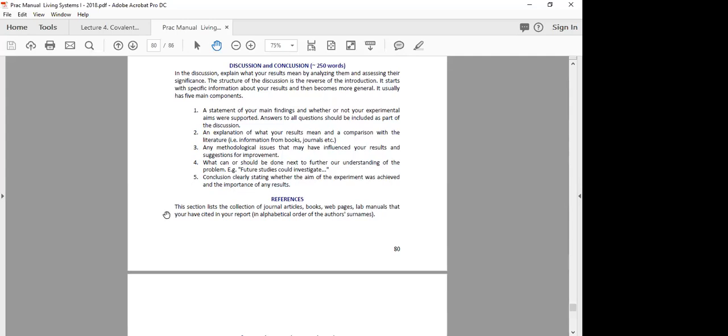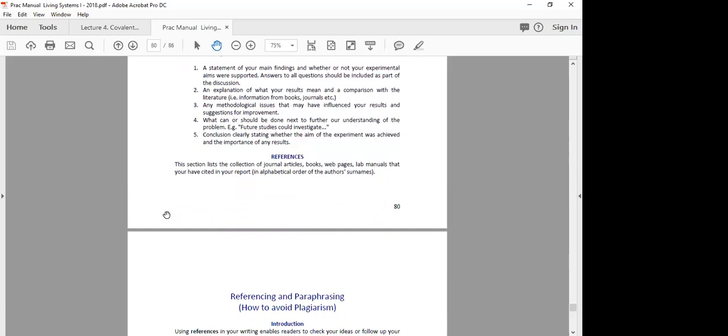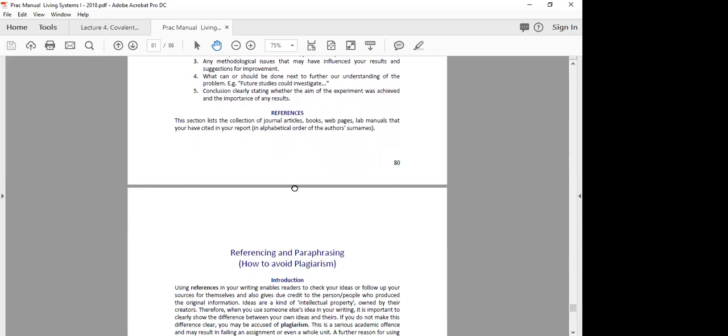And finally, a reference section. So this section will list the collection of references that you've used. Those references may be in the discussion, and they should definitely be in your introduction. I normally expect to see at least 3 different references within your report. And these may all be in the intro, or you may have 2 or 3 in the intro and 1 or more in the discussion. All right, so make sure you include a reference list.